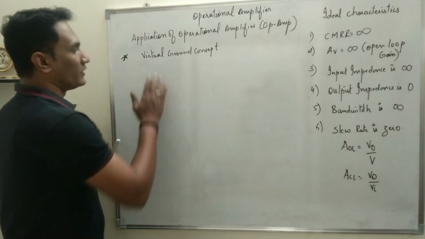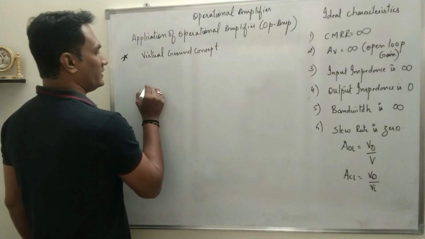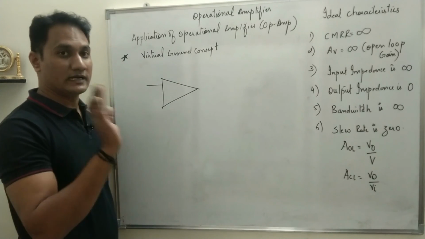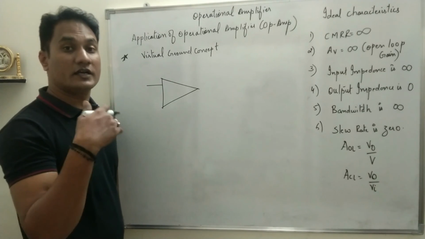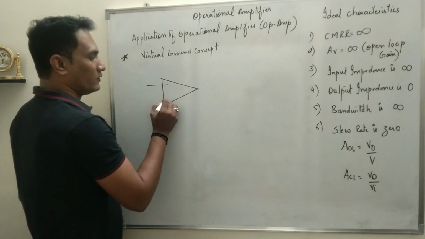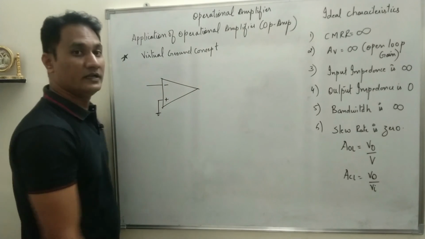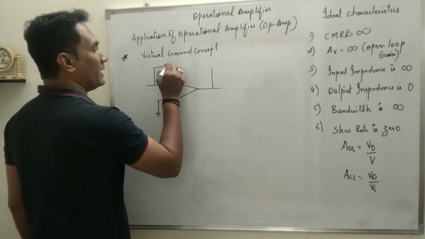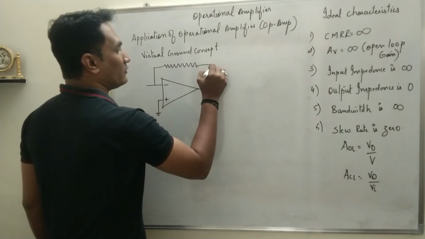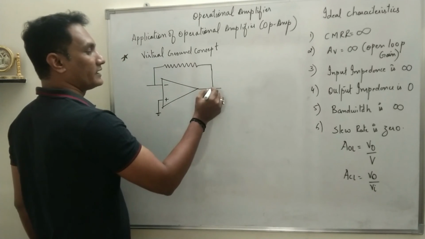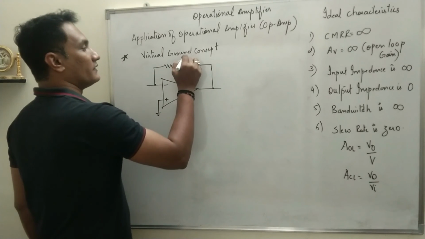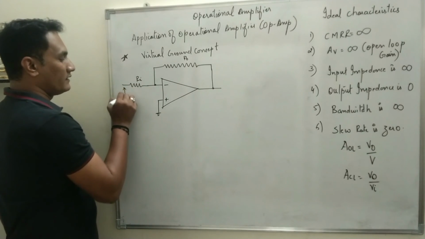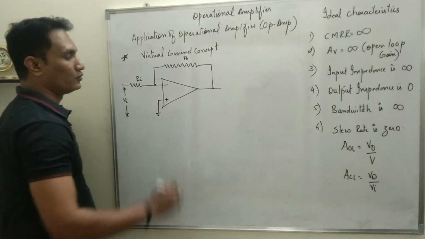The virtual ground concept is true when the op-amp is connected in inverting mode. It is very important that you understand from the name itself, inverting mode. That means input should be applied to the inverting terminal, and the non-inverting terminal should be grounded. Some part of the output should be connected back to the inverting terminal. This is RF, and input will be given through RI, and this is VI with respect to ground.